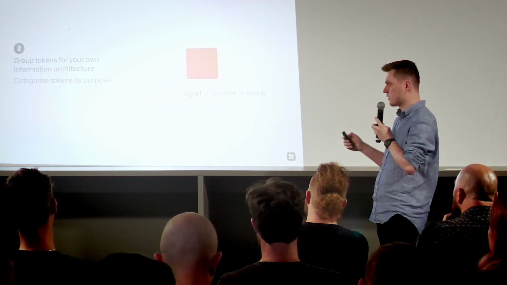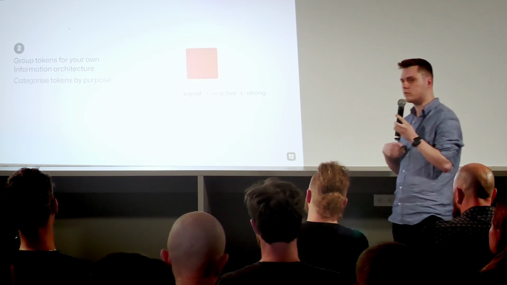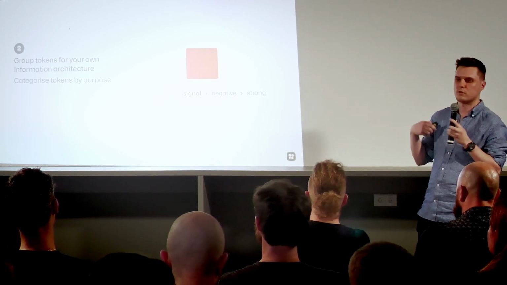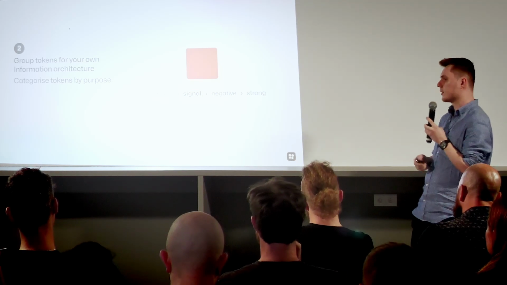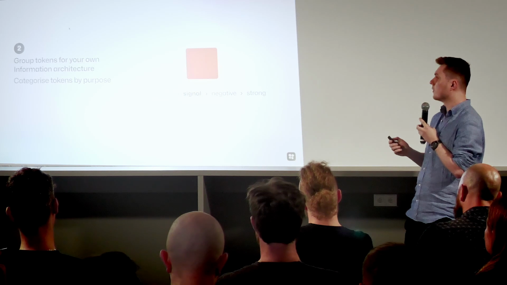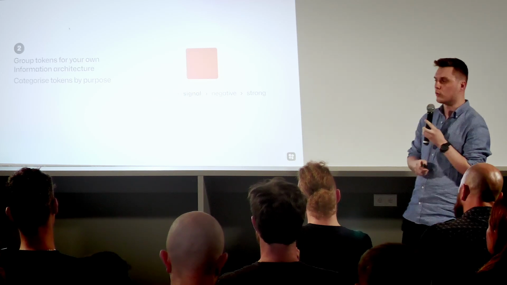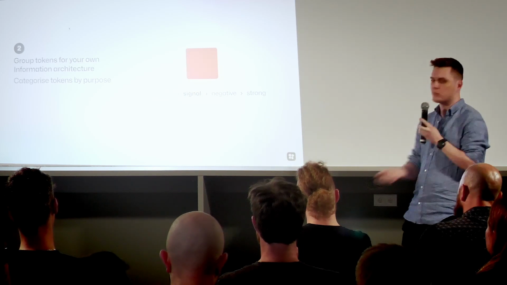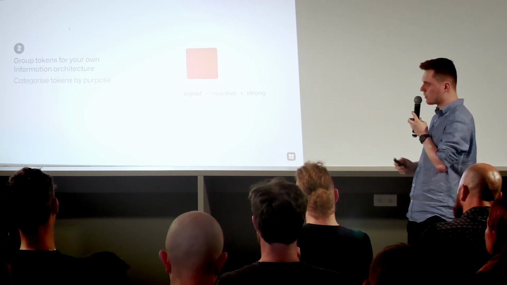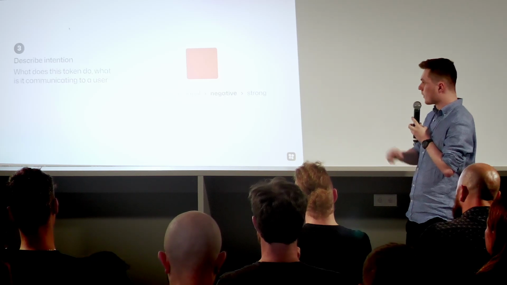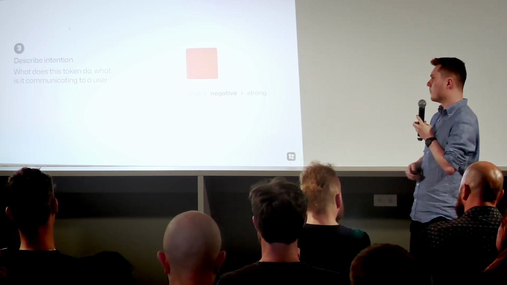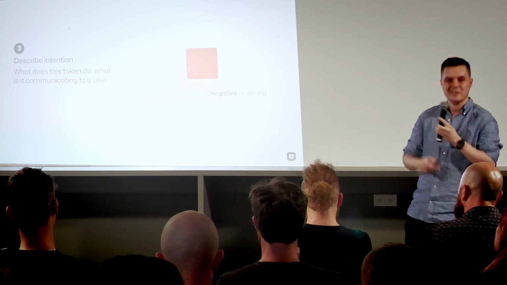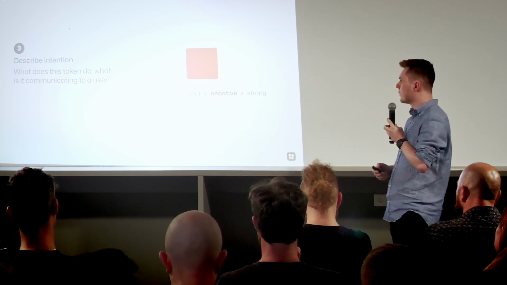The next step is to group it based on your own information architecture. I highly recommend running a card sorting exercise within your design systems team, understanding how you can categorize these things. So, this is the color that I use for my error states, and so it signals something to the user, hence I've called it a signal. We then describe the intention behind that token. In this case, this says something's gone wrong, so it's nice and negative.